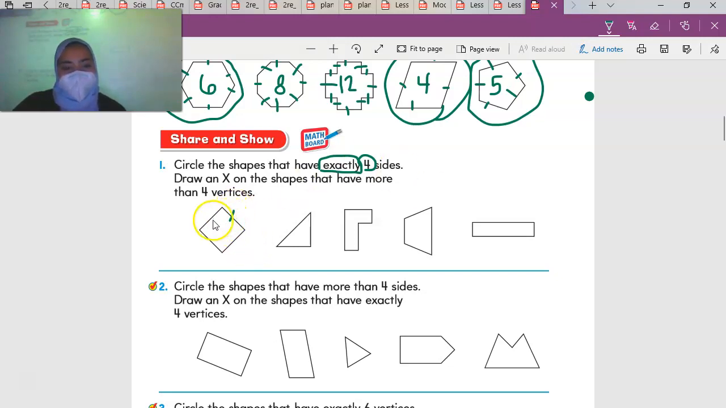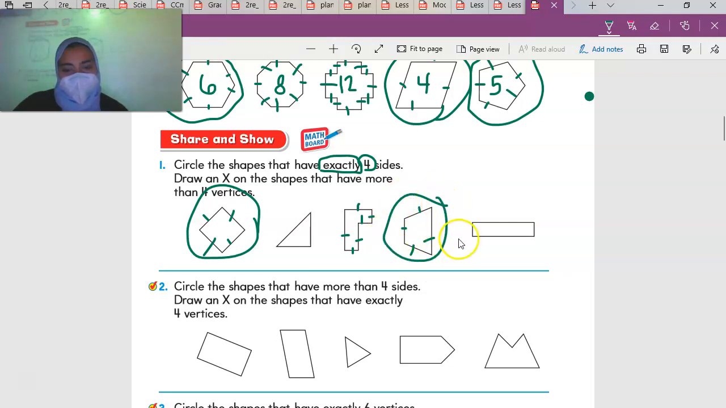Does this one have exactly 4 sides? Yes. So we're going to circle it. Does this one have exactly 4 sides? Does this one have exactly 4 sides? 1, 2, 3, 4, 5, 6. Nope. Does this one have exactly 4 sides? So we're going to circle it. Does this one have exactly 4 sides? So we're going to circle it.